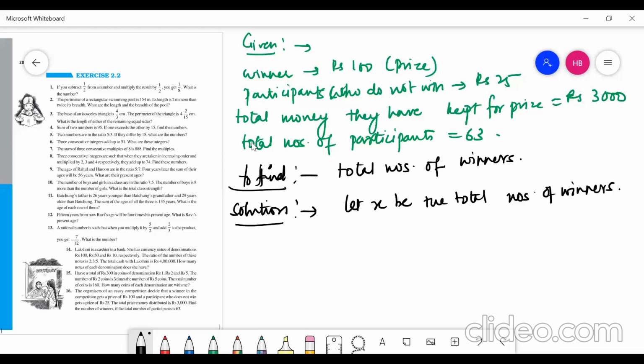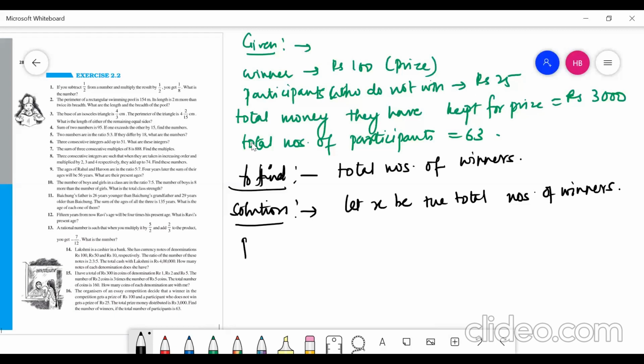So there are two things. In the question, the total number of participants is given, and it includes the winners also, right? So there are two segments: the participants who did not win the competition, and the winners. If I add both numbers of people, I get 63 as the answer.